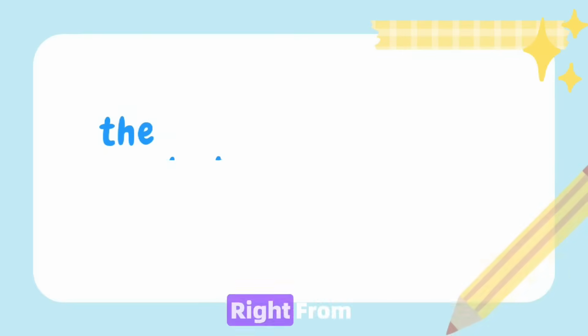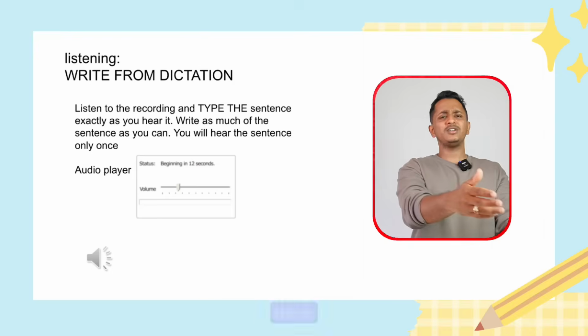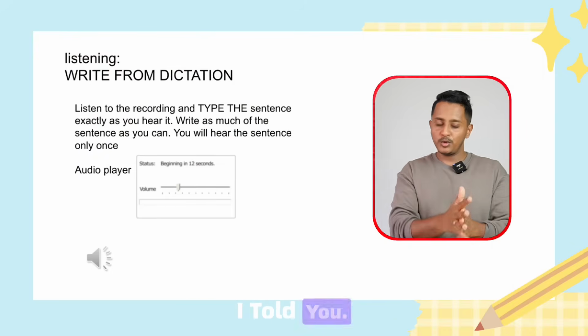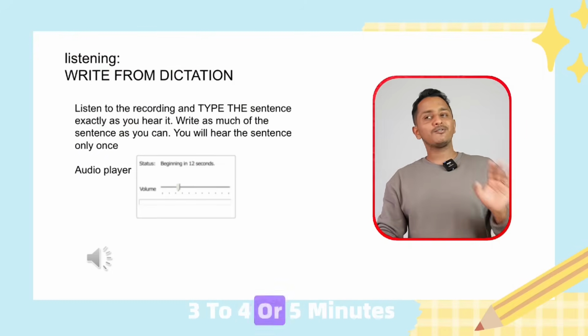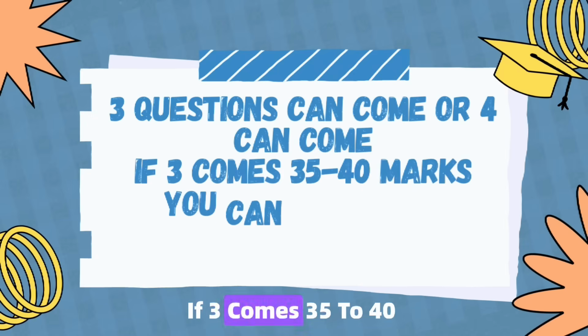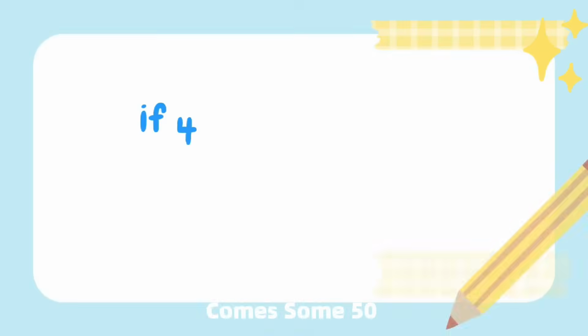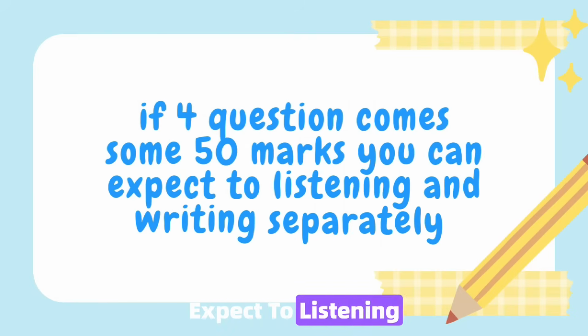The last section is write from dictation. Very, very important section. When you reach here, if you follow the strategies that I told you, you will still have 3 to 4 or 5 minutes left. 3 questions can come or 4 can come. If 3 comes, 35 to 40 marks you can expect to listening and writing separately. If 4 questions come, some 50 marks you can expect to listening and writing separately.